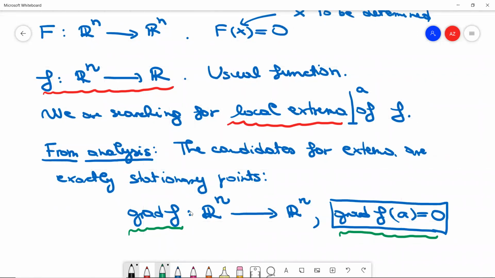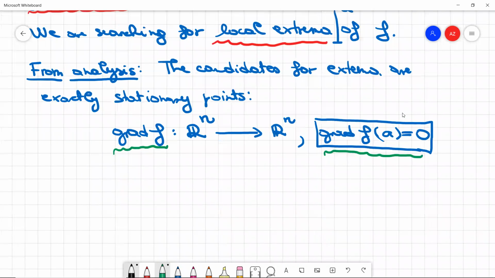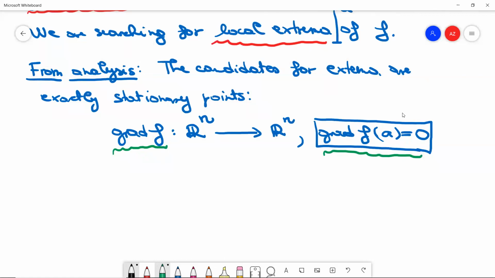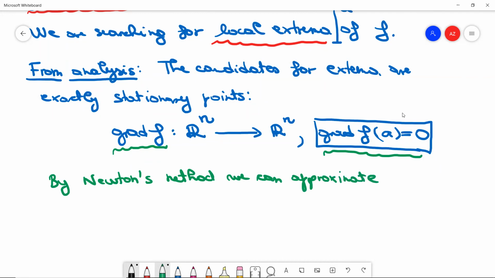And now we have this vector function, gradient F, of a vector variable, and we can use Newton's method to calculate its zeros, to approximate its zeros. So by Newton's method, we can approximate zeros of this gradient of F. And I will write it as capital F.